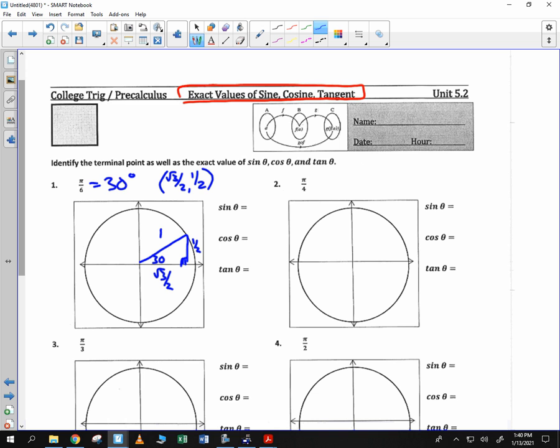For sine, you choose the y value. For cosine, you choose the x value. For tangent, you divide them. You do end up with the root of 3 over 3 when you simplify that. So that will take care of this section for you as you work through that.